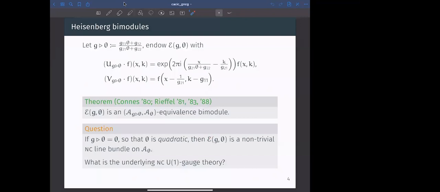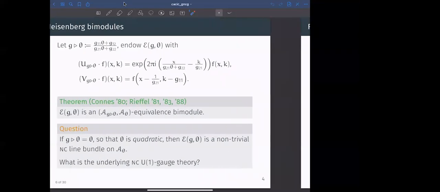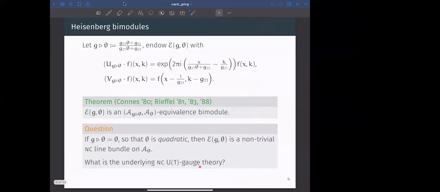And so anachronistically, what I'd like to ask is, okay, you have these non-trivial line bundles over this irrational non-commutative two-torus. You have these constant curvature connections on them. What's the underlying U(1) gauge theory at the level of principal bundles and principal connections? So that is what we're going to use as our case study throughout to sort of motivate everything. So the first thing we need to do now is understand what the underlying topological circle bundle is.